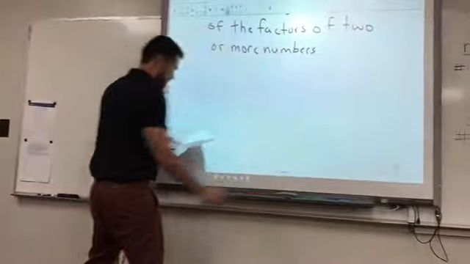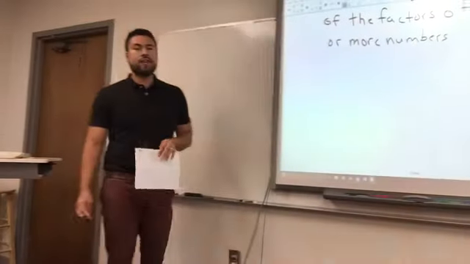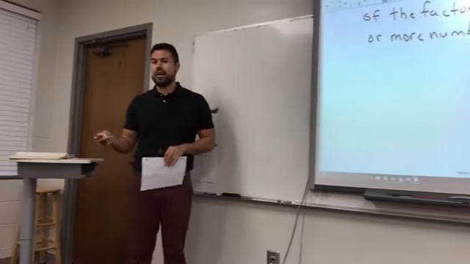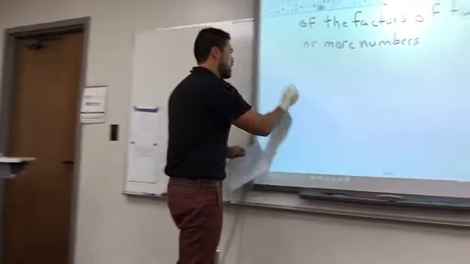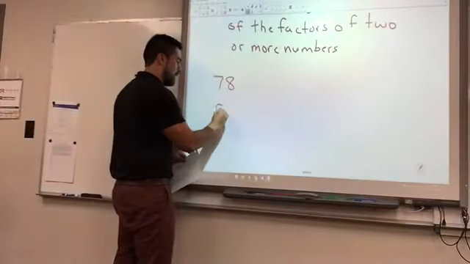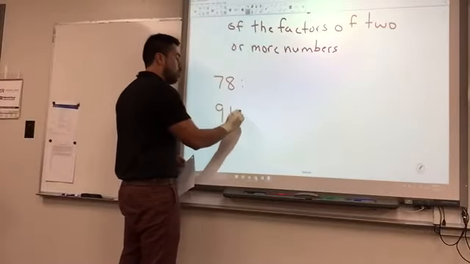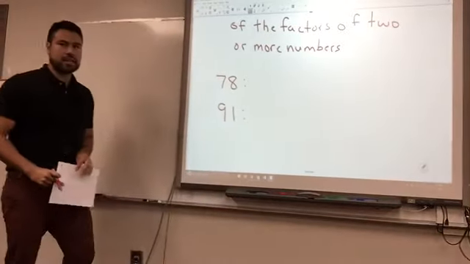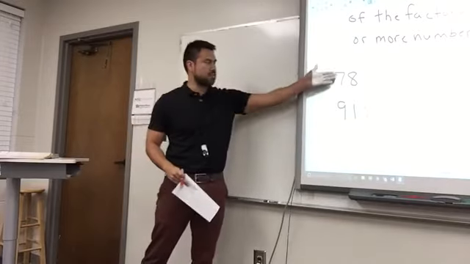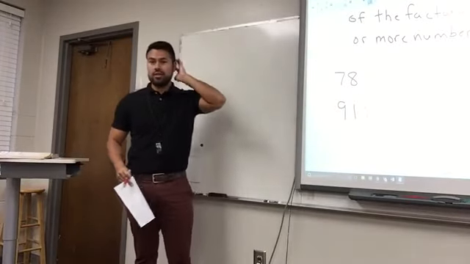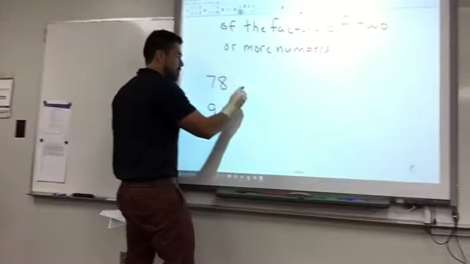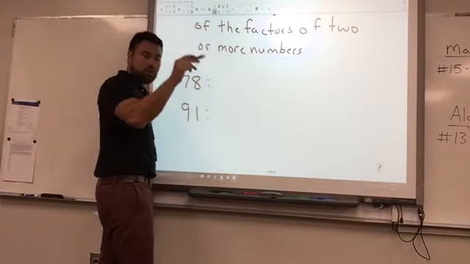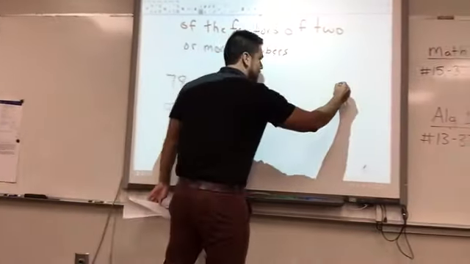Okay, let's look at one method to find the GCF, or the greatest common factor. And this is a method any of us can use, I hope. Let's look at the numbers 78 and 91. Okay, one way to find the GCF of two numbers, I'm trying to find the GCF of 78 and 91, is just to list out all the factors of each. So what are the factors of 78? Well, we automatically should know two of them. 1 and 78 out here.